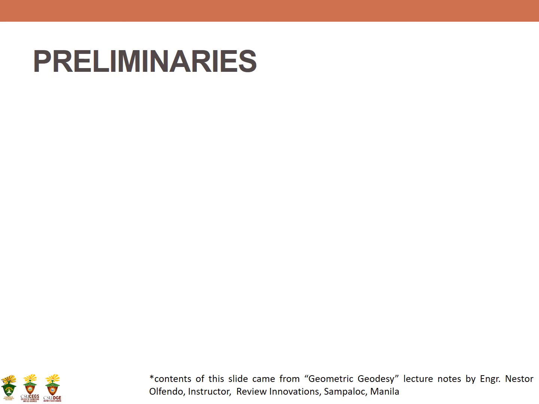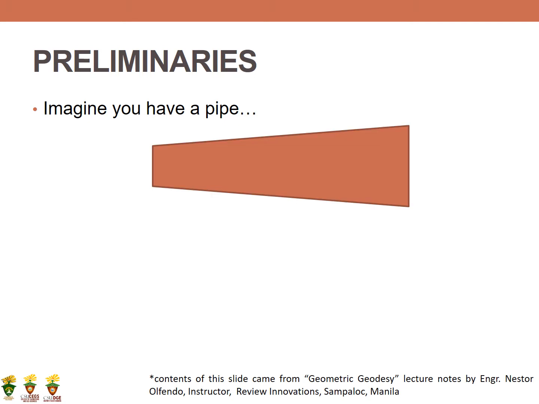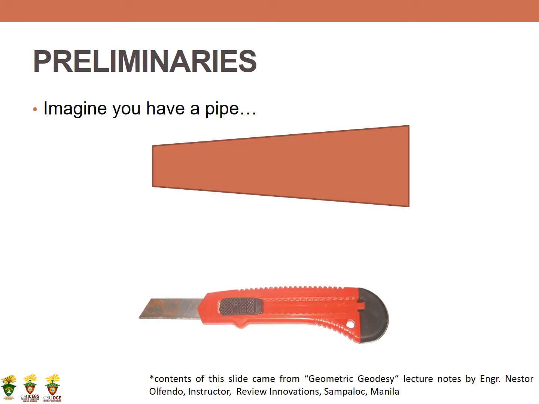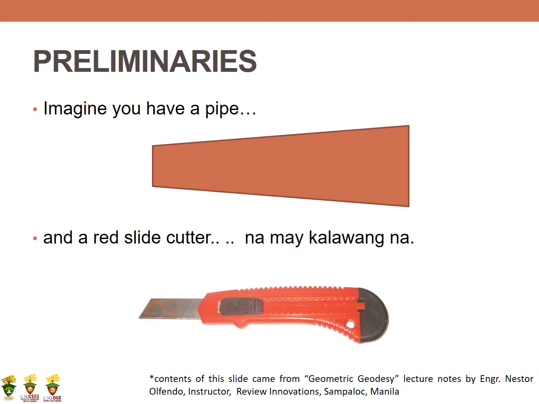So we're going to start with the preliminaries to have a better visualization of our topic for today. First, I'm going to let you imagine a pipe. So let's say this one, and we're going to have a red slide cutter that is already rusty.